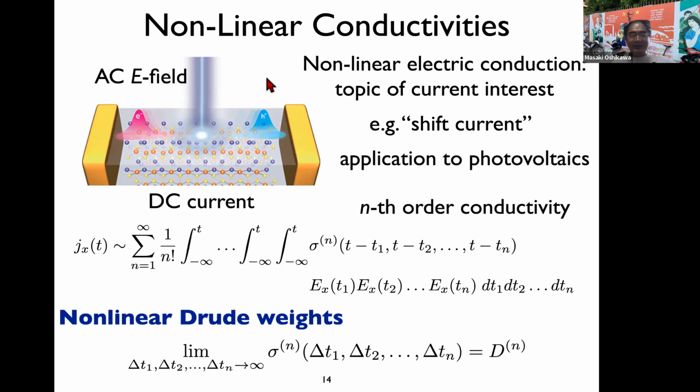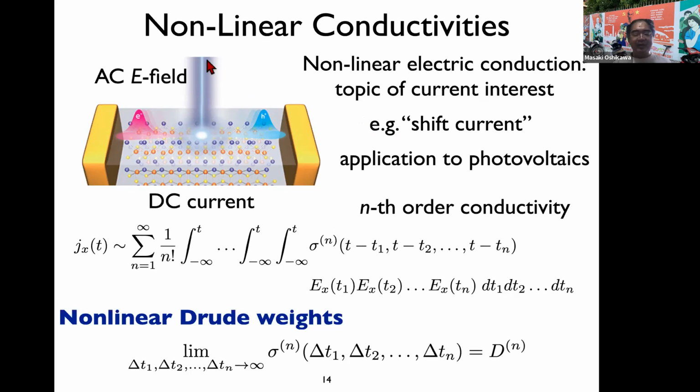But of course, there have been studies of nonlinear responses over many years, but especially recently there is a renewed interest because one reason is that experimental techniques progressed, and you can now apply a very strong laser and so on to the system. And then people can measure nonlinear responses in more detail. And one interesting topic, which is not so directly related to my talk today, is something called shift current, which is a second order response, the response of the current to second order in the electric field.